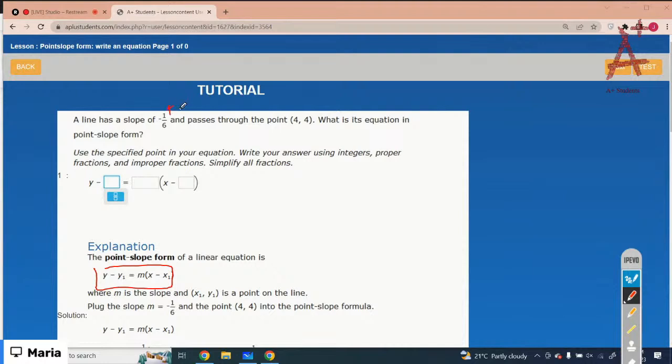A line has a slope m equals negative 1 over 6 and passes through the point x1, y1. What is its equation in point slope form? So you have to write the equation in point slope form. So just use these values. That would be y minus y1 equals m times x minus x1. So just use the point. m is negative 1 over 6, y minus y1, y1 is 4, so y minus 4 equals negative 1 over 6, and here you have x minus 4. That is the equation of the linear function in point slope form. Got it?